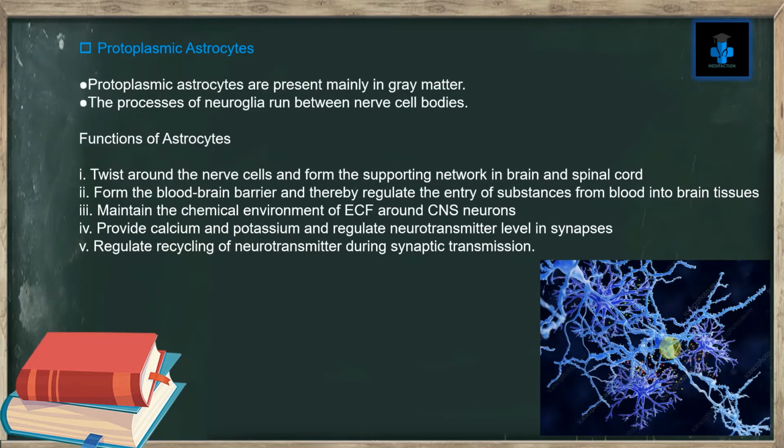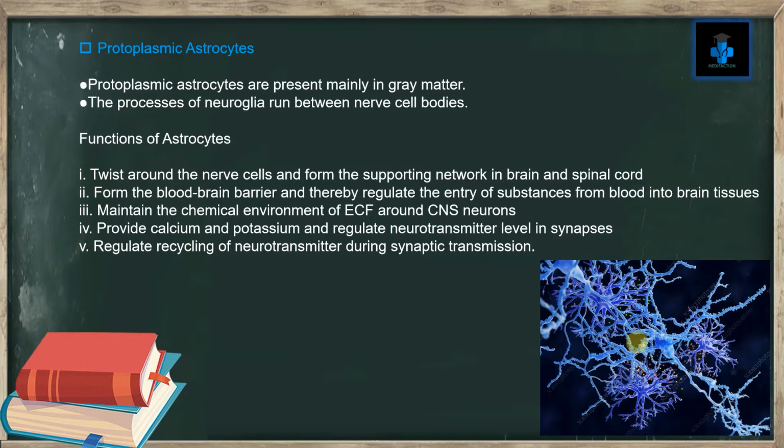The next type, which is protoplasmic astrocytes, looks like this one here. So protoplasmic astrocytes are present mainly in gray matter. The processes of neuroglia run between nerve cell bodies.